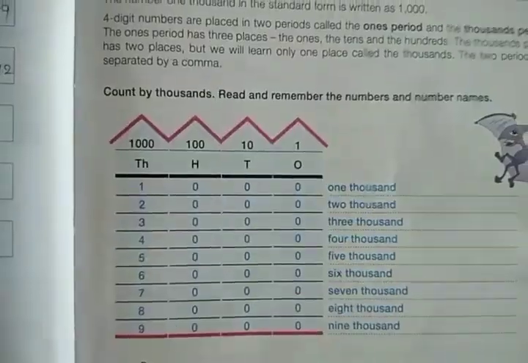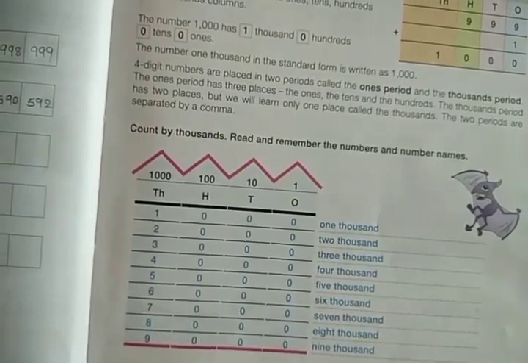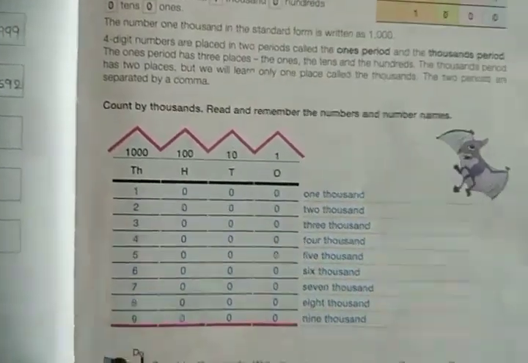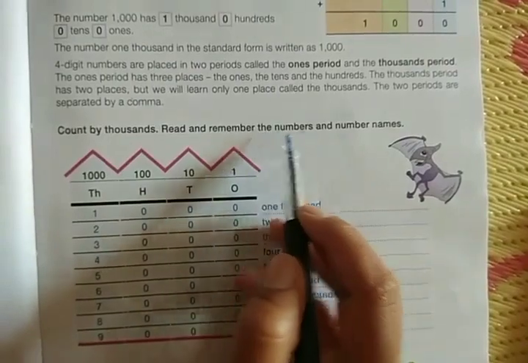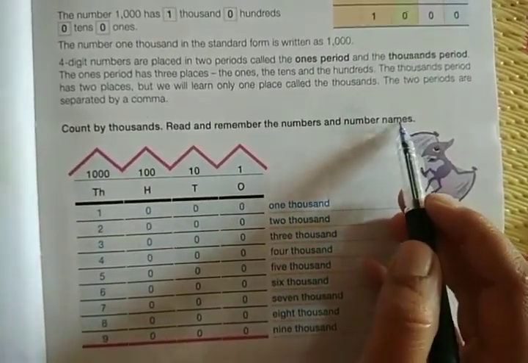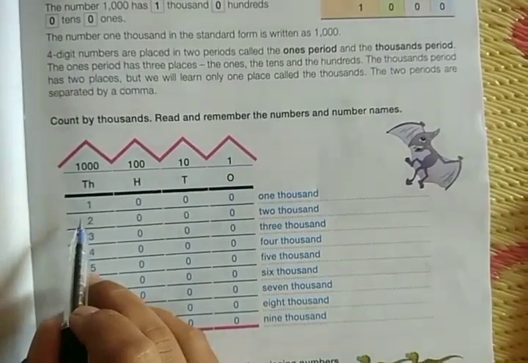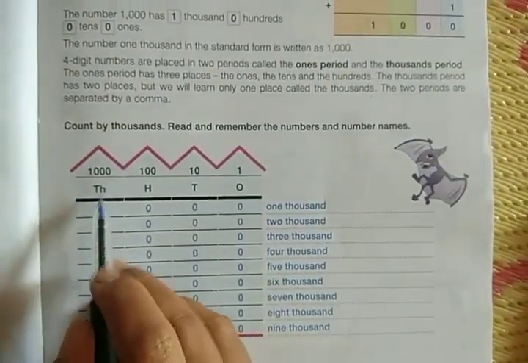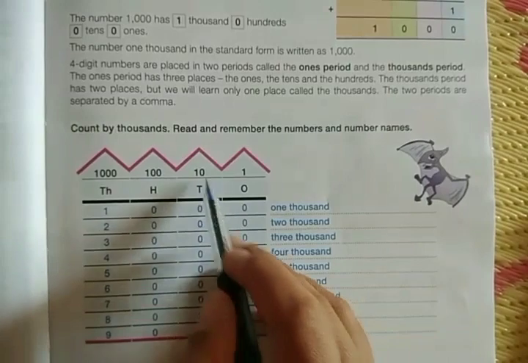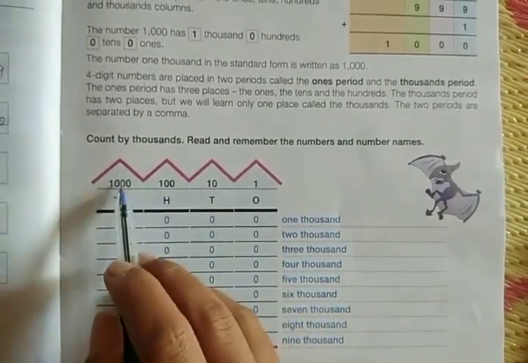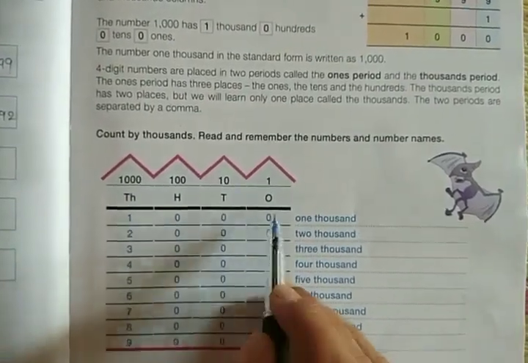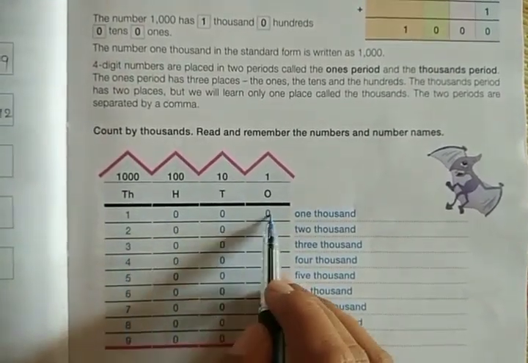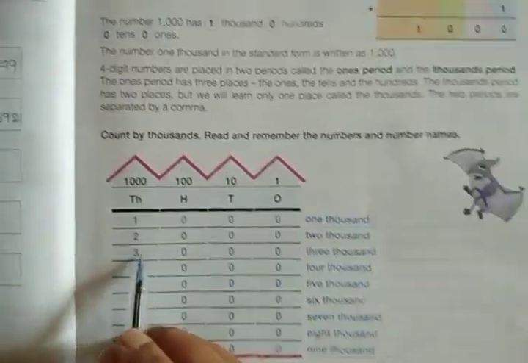9999. Now children, open your textbook to page number 9. Page number 9. See here, count by 1000. Read and remember the numbers and number names. You have to read and remember these numbers. See here, this 0 is in the ones place. This 0 is in the tens, hundreds and thousands place. So this number is 1000. 1000 is 1000, 2000, 3000.